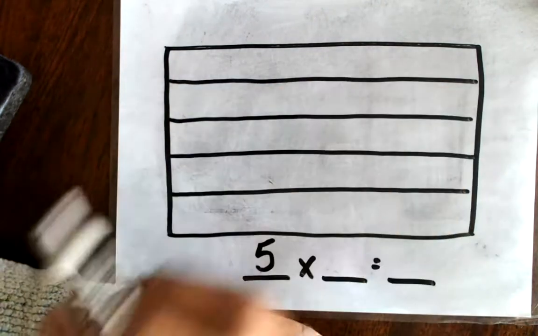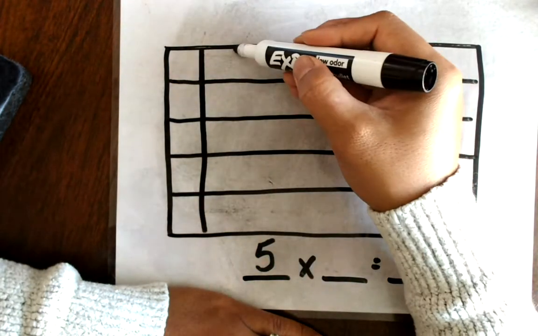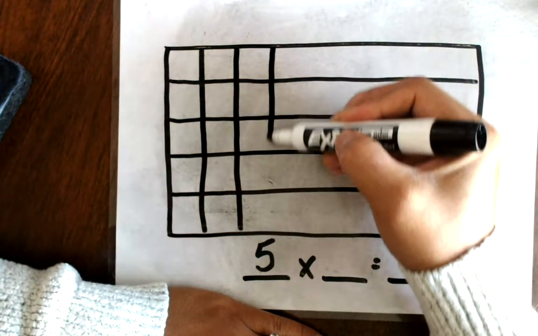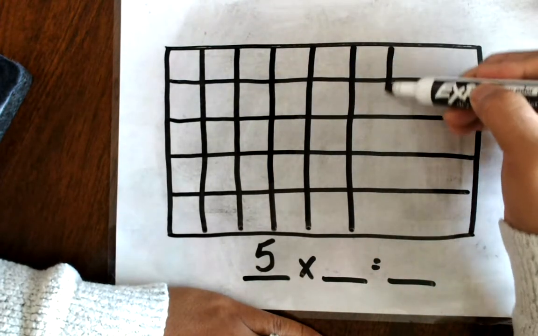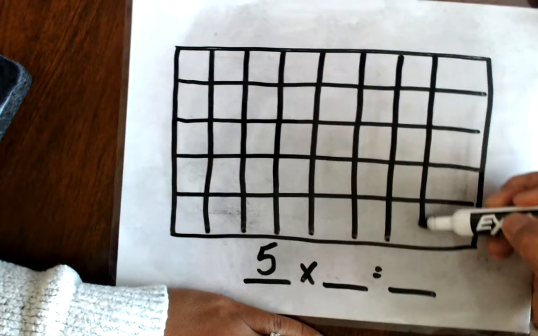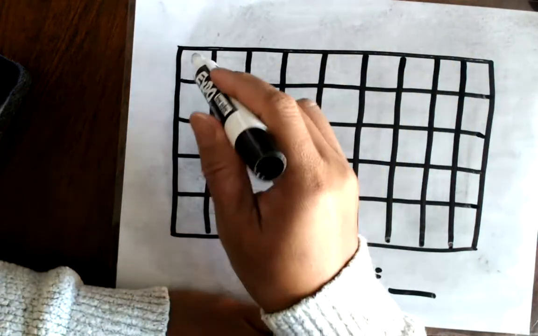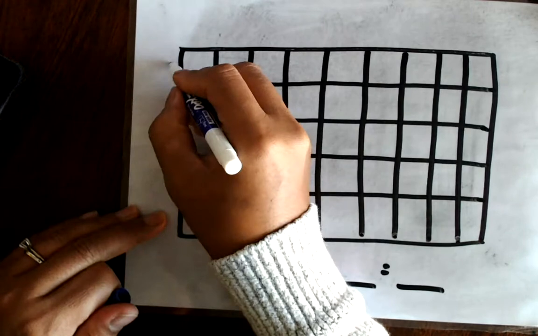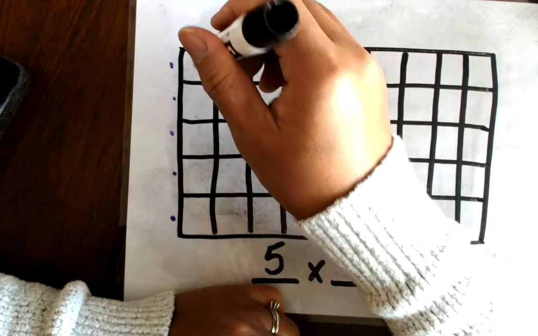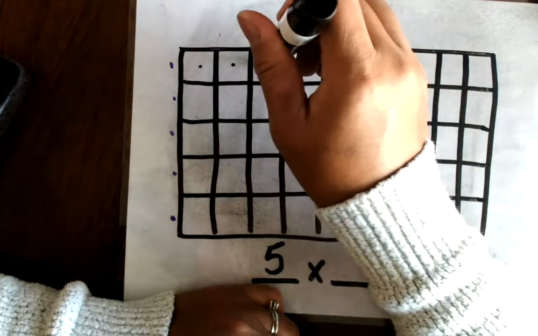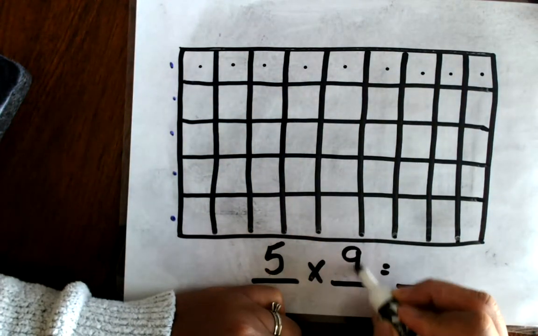Great. Now let's see how many of these lines I can fit going up and down. 1, 2, 3, 4, 5, 6, 7. Oh, let's do it. Here we go. I have 5 rows. Remember, there are 5 rows. 1, 2, 3, 4, 5 rows. And how many square units are inside of just the row? 1, 2, 3, 4, 5, 6, 7, 8, 9. So my multiplication equation is going to be 5 times 9.